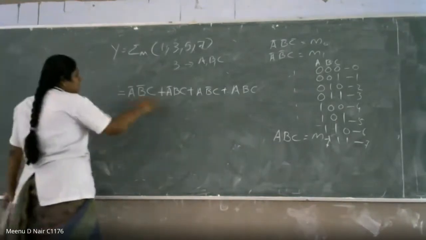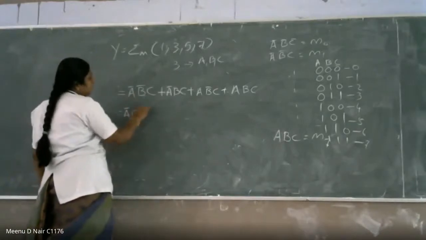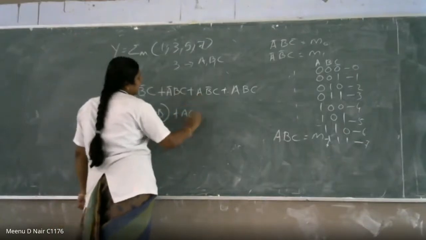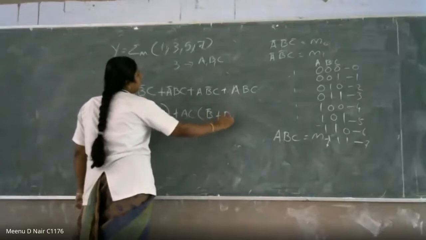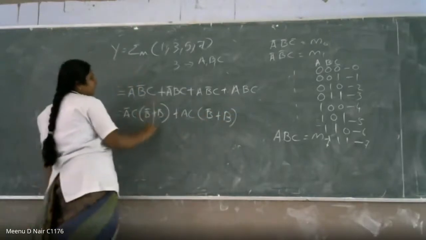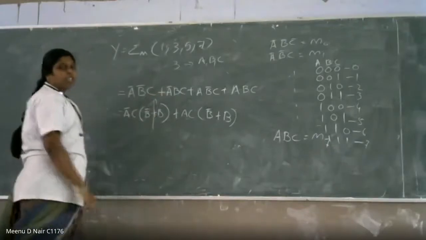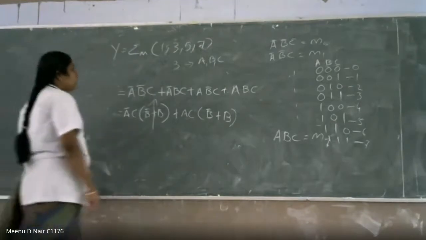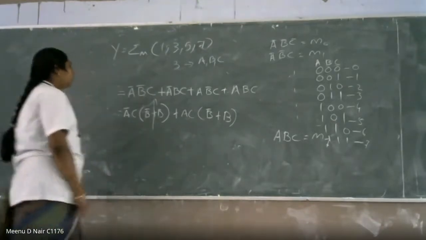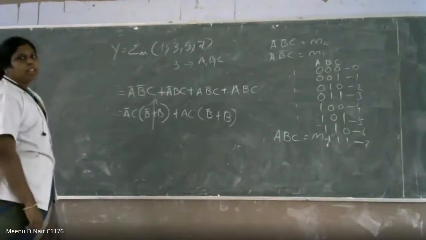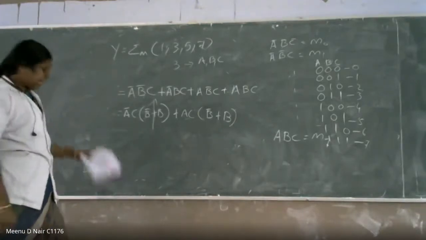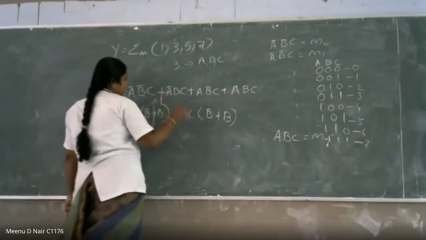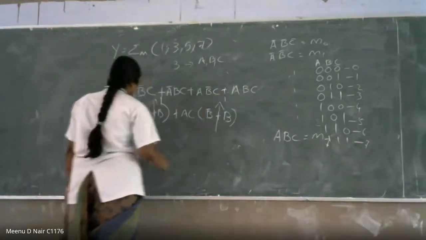Now here A bar C is common, right? So A bar C into B bar plus B. Here AC is common, so AC into B bar plus B. So what is B bar plus B? A plus A bar is equal to 1. So this B plus B bar also is equal to 1.